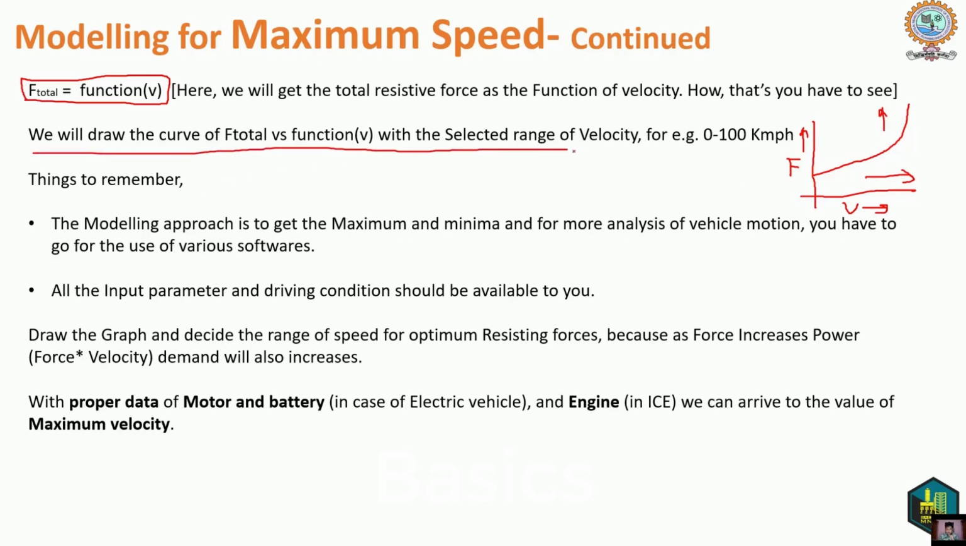So we will draw the curve of F total versus velocity over the selected range. Now you know that the minimum velocity is zero. The vehicle starts with zero velocity. Before doing this, just remember two things: this modeling approach that I'm telling you for maximum speed is just to find the maximum and minimum speed for the analysis. That's why I called it maximum speed analysis.